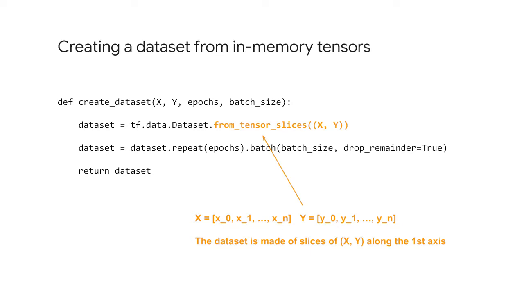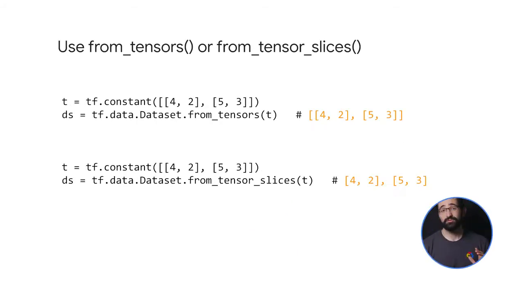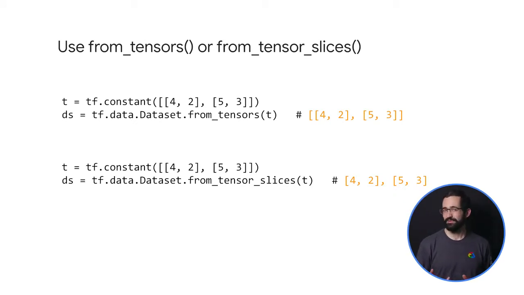When data used to train a model sits in memory, we can create an input pipeline by constructing a dataset using tf.data.Dataset.from_tensors or tf.data.Dataset.from_tensor_slices. from_tensors combines the input and returns a dataset with a single element, while from_tensor_slices creates a dataset with a separate element for each row of the input tensor.